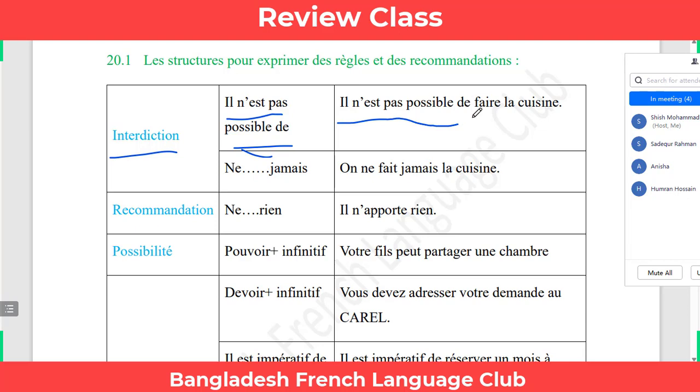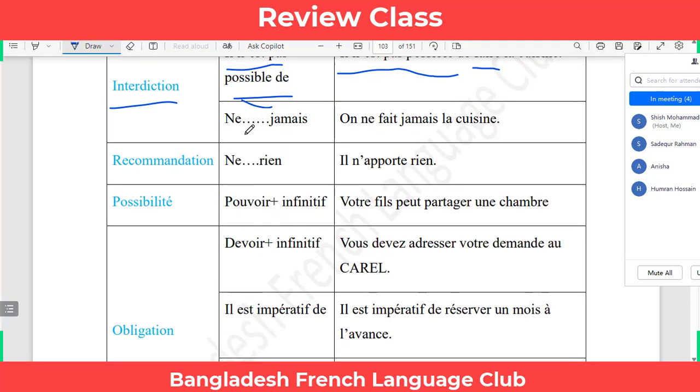After de, you will always have a verb in infinitive form, okay? Infinitive form after de. So, il n'est pas possible de faire la cuisine. It's not possible to do the cooking, right? And non jamais. On ne fait jamais la cuisine.